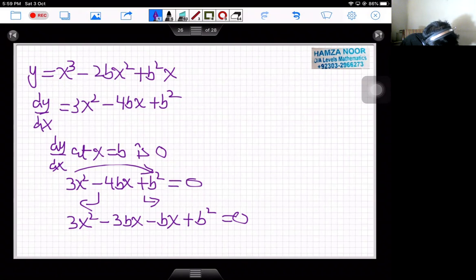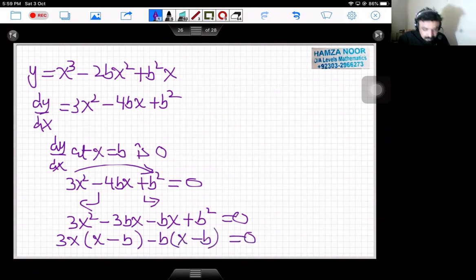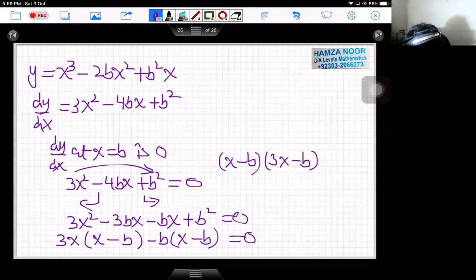Now 3x can be taken as common, multiplied by x minus b, and minus b can be taken as common, multiplied by x minus b. So now two factors are the same, which are x minus b, and the factorization goes like this: x minus b multiplied by 3x minus b and equal to 0. Both of the factors are equated to 0. The factors are in terms of b.